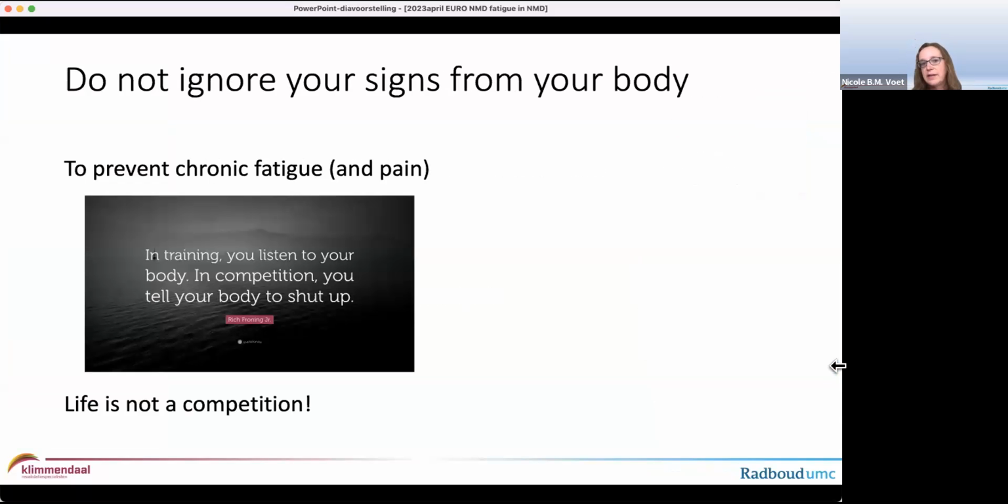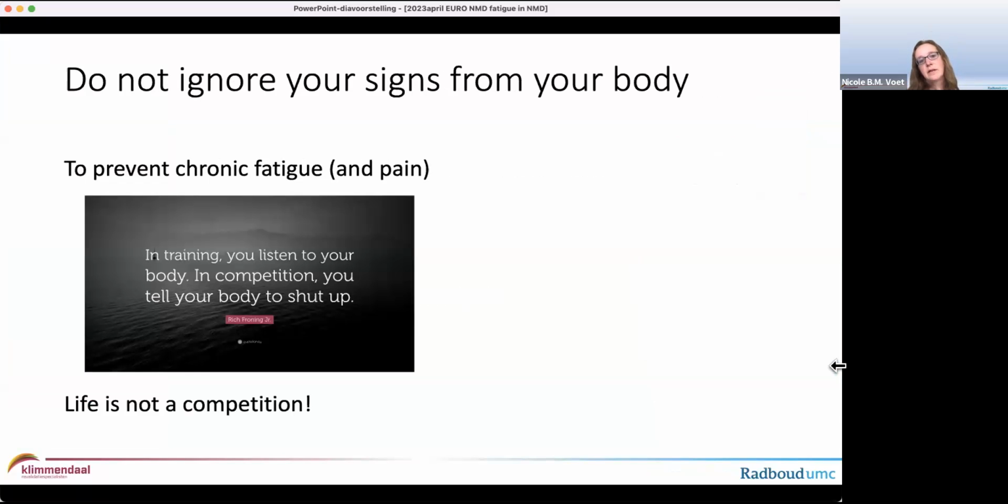And I saw this sentence last week. In training, you listen to your body, and in competition, you tell your body to shut up. And that's the case for top athletes. In training, they listen to their body so that they don't build up the fatigue of their daily life. And in competition, they use the security reserve.